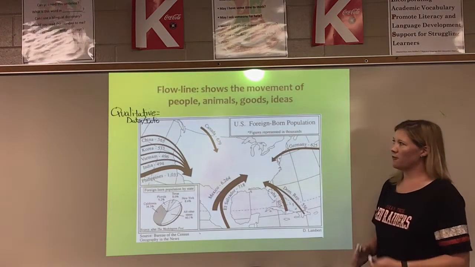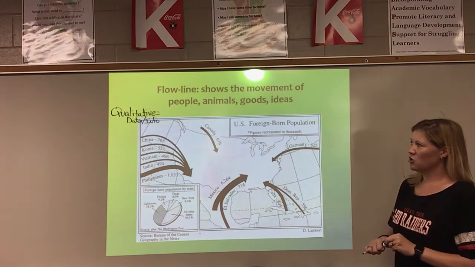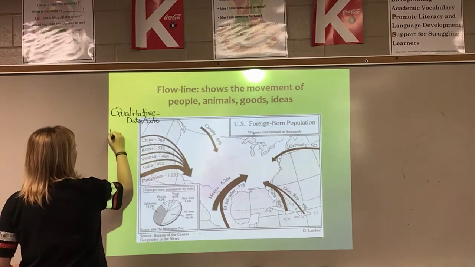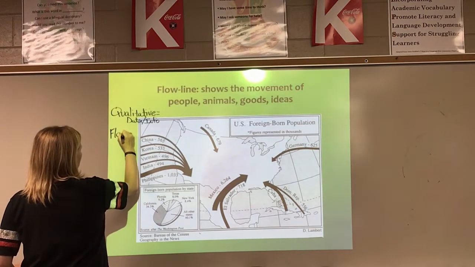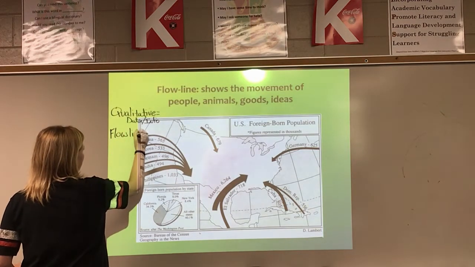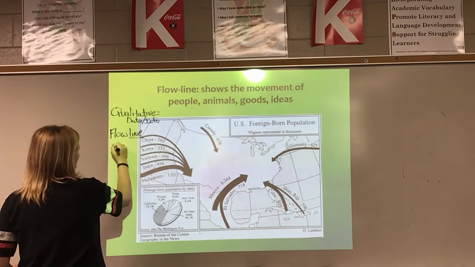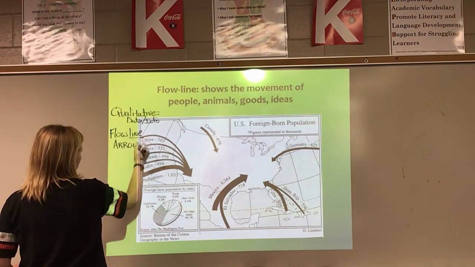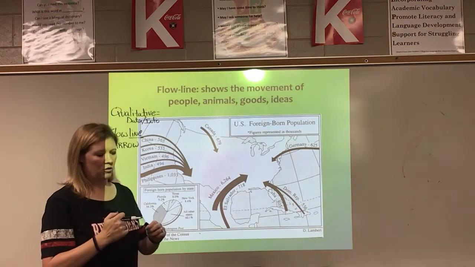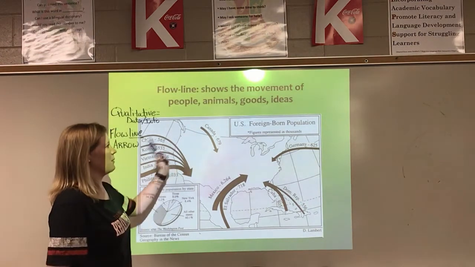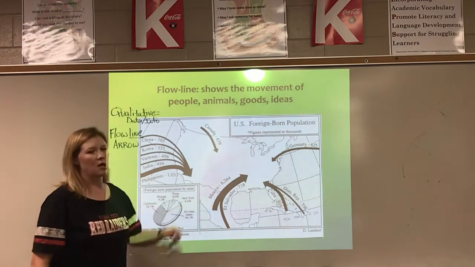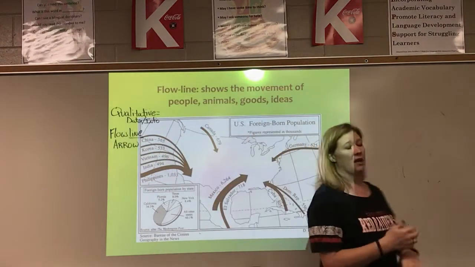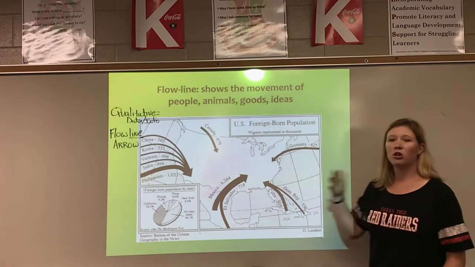This is a flow line map, okay? A flow line map shows you the movement of something. A flow line always has arrows, so it's showing you the movement. This one is showing you U.S. foreign population. If you want to see a map of the migration of caribou in Canada, then you would look at a flow line map.